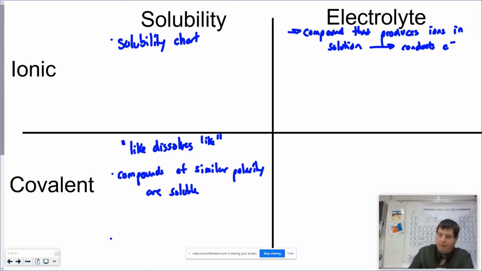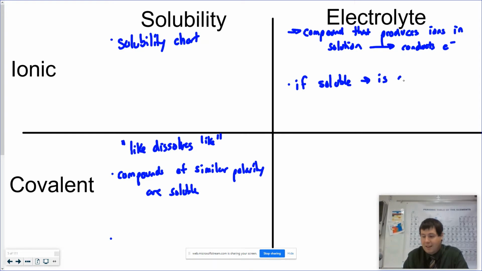So heading back up here, how do you tell if an ionic compound is an electrolyte? Well, the rule is super simple. If it's soluble, it is an electrolyte. So ionic compounds, because they're made of ions, if it's soluble, it's going to be an electrolyte for sure. So that's a nice, easy rule.